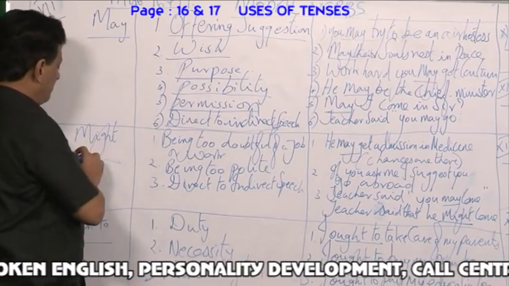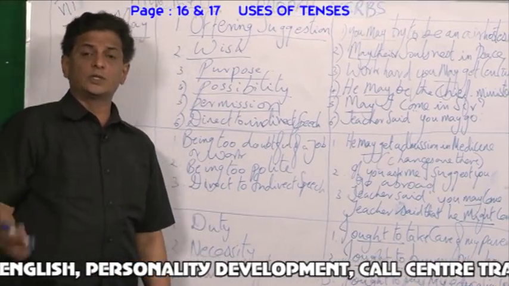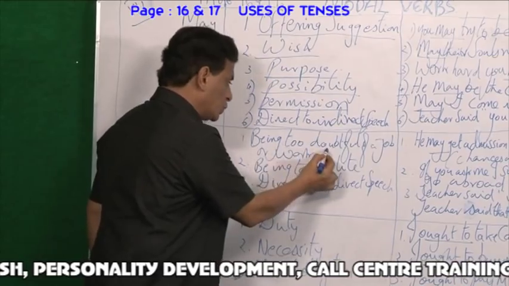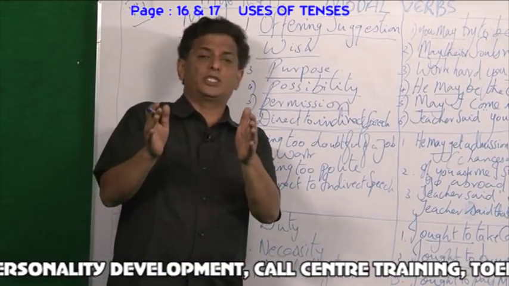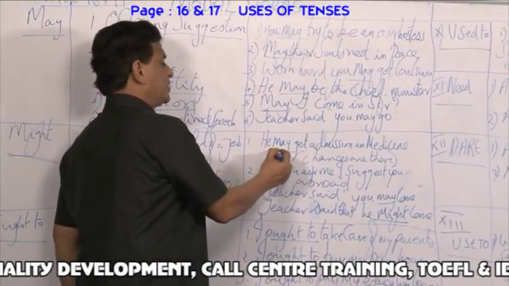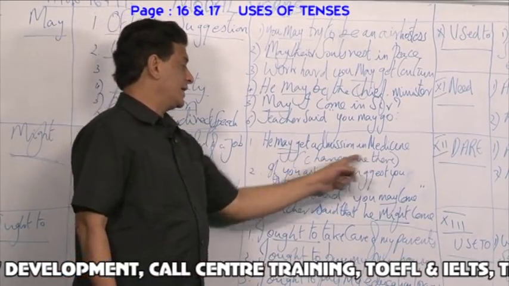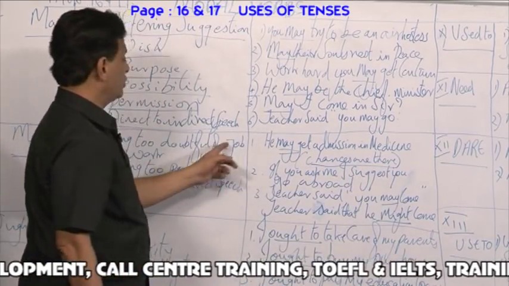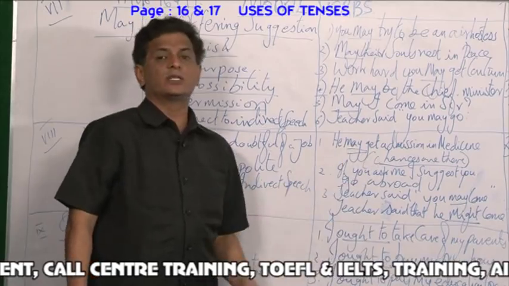The past tense of may is might. How many places are you using might? Might is used in 3 places. Number 1, being doubtful of a job or a work or a project. He may get admission in medicine. Chances are there. When you are doubtful about a work or a job, you just use the word may.